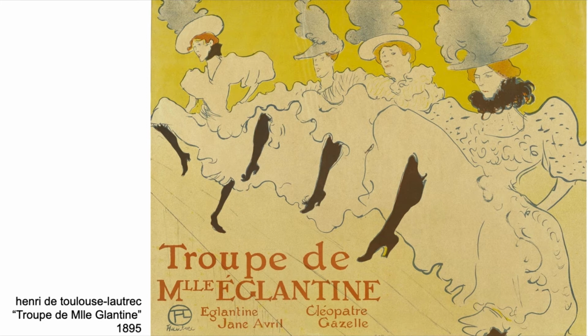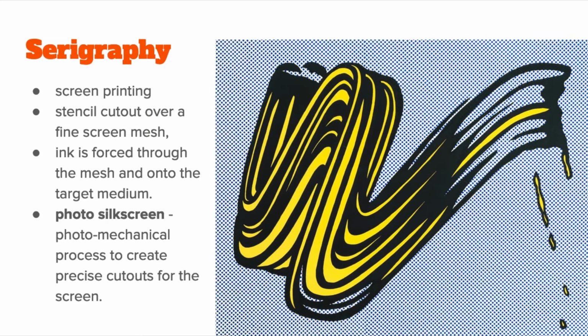This is all because the artist is using the same stone and creating registration marks to create a multicolor image from a single plate. This was sort of the forebearer of what we know as commercial printing. Other types of commercial printing would be serigraphy. This is sometimes called screen printing.